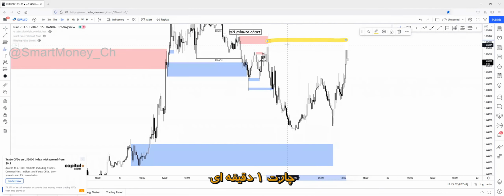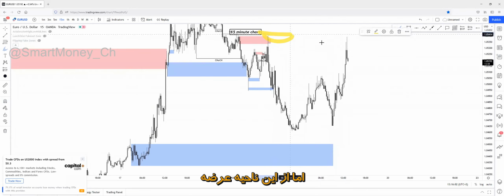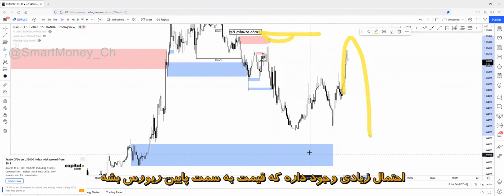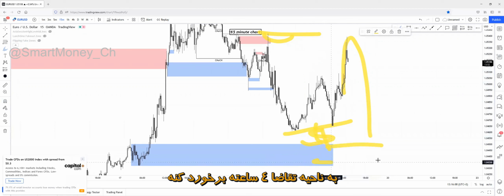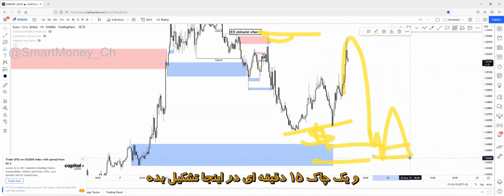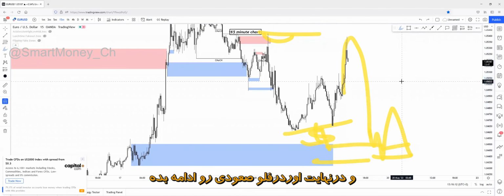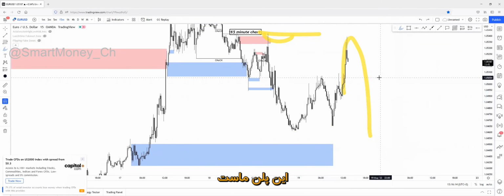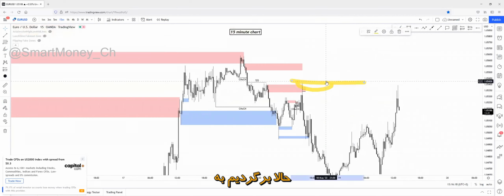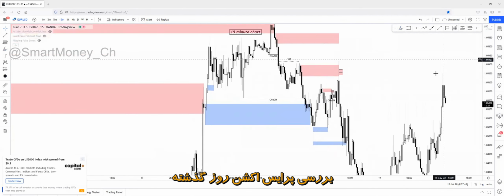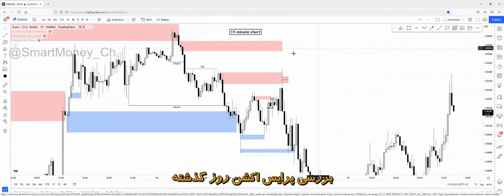I will show it for you on the 1 minute chart. From this supply zone, it has a high chance to reverse to the downside, sweep the downside liquidity, tap the 4-hour demand zone, create a 15-minute change of character right here, and continue the overall bullish order flow. That's the plan, but that's just a pre-session analysis. Let's get back to the actual price action breakdown from yesterday.